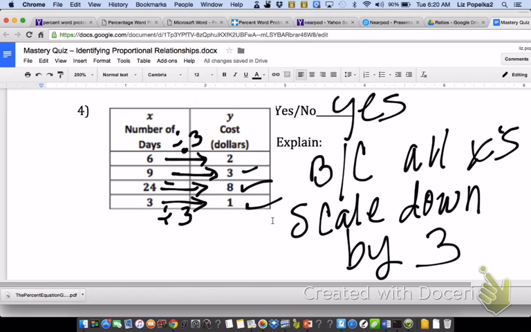Remember, it's not good enough to say they scale down by the same number without showing some kind of work. So when you make your quiz corrections, make sure you've included that. And more importantly, when you're taking your quiz retake, make sure you include that as well.